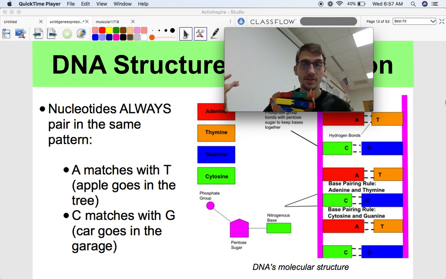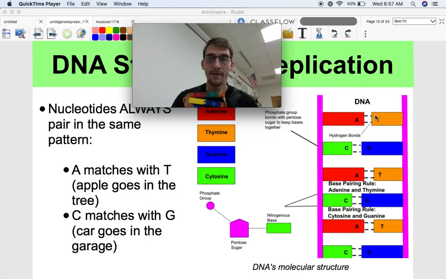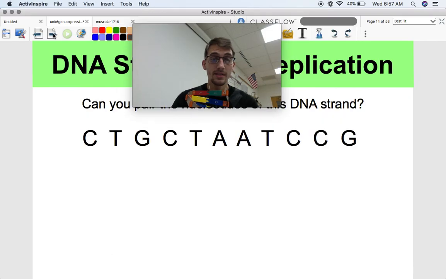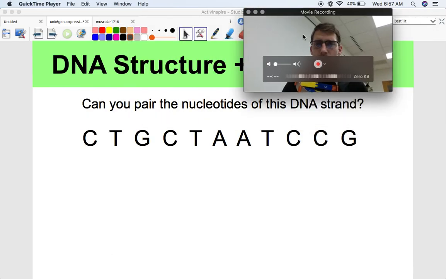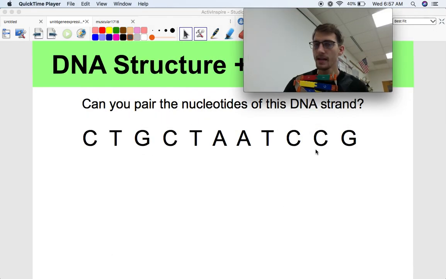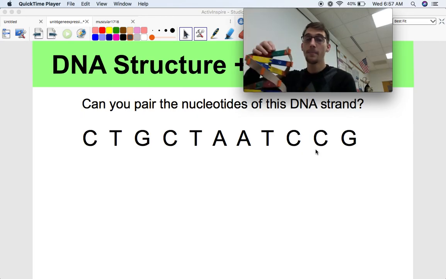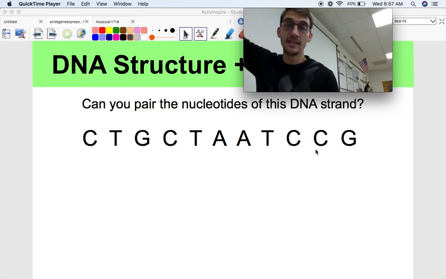That's how you can remember Chargaff's rules, so your base pairing rules, right? So even at this molecule over here, A matches up with T, C matches up with G between both of these strands of nucleotides. Okay, so if this is one strand of DNA, take a second and see if you can do it yourself. Can you pair the nucleotides of this DNA strand?